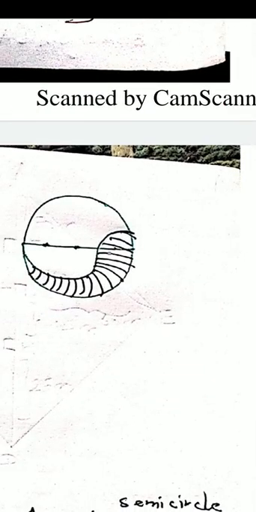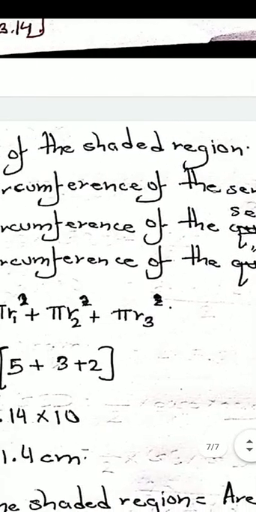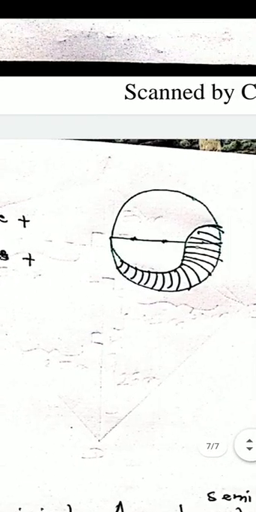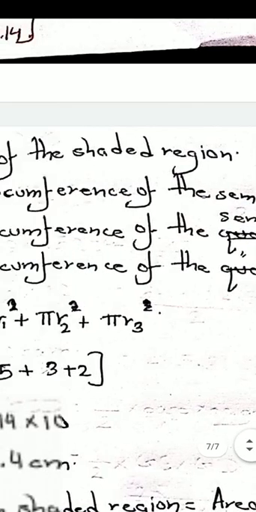It looks like a yin-yang. Same logic which I am going to use. So the perimeter of the shaded region equals the circumference of the semicircle. Again, same logic: circumference of the semicircle plus circumference of the smaller semicircle plus circumference of the third semicircle.